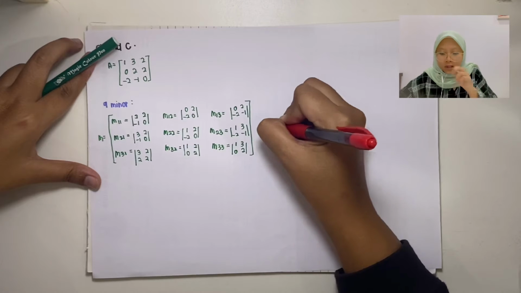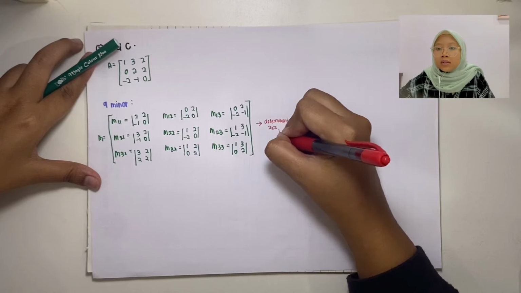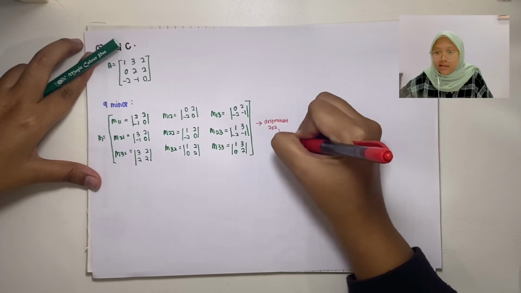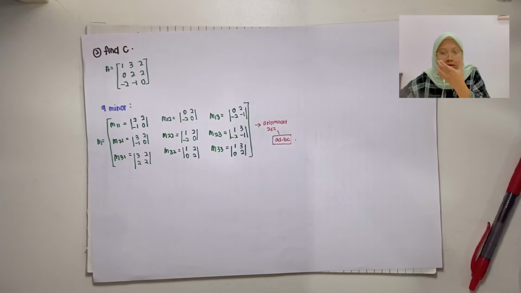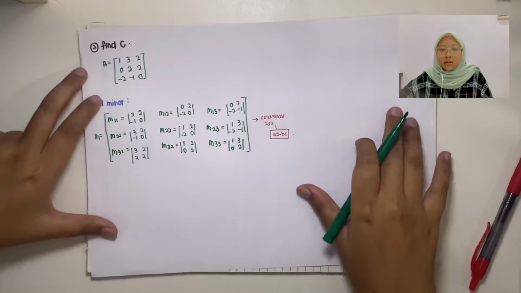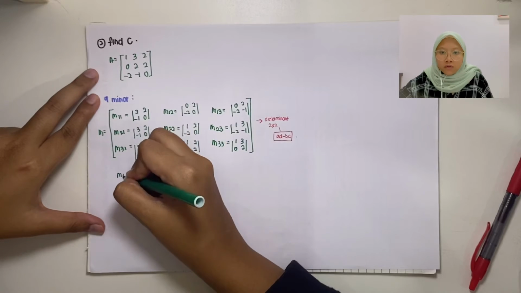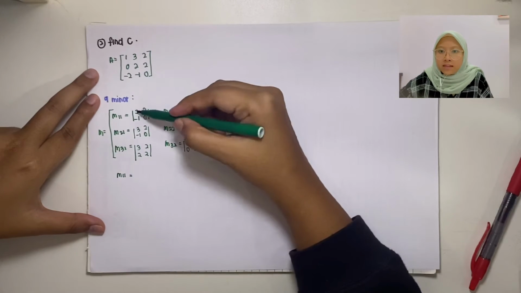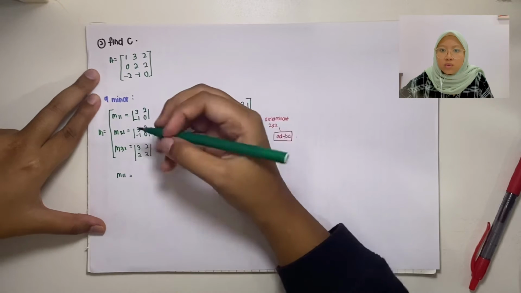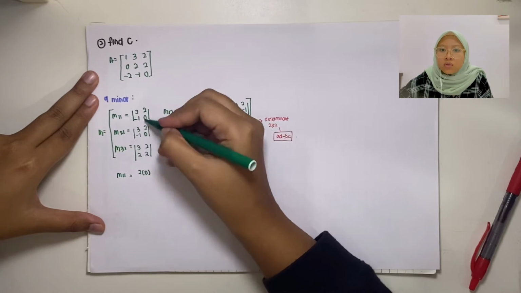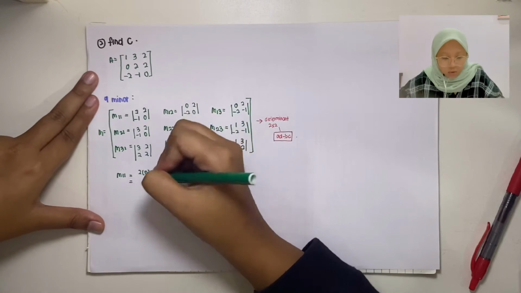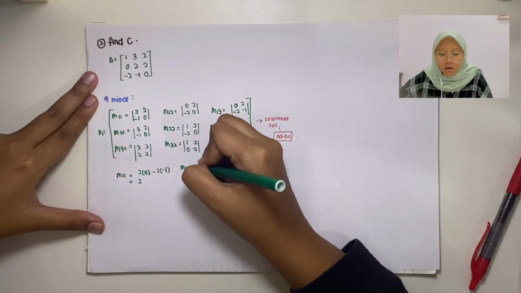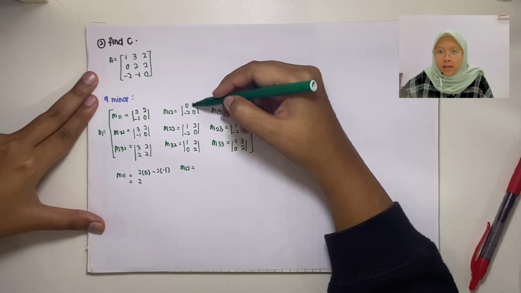Determinant 2 by 2, which is AD minus BC. I hope you guys still remember. So for M11, AD minus BC, 2, 0 minus 2, 1, 2, negative 1, equal to 2. For M12, 0, 0 minus 2, negative 2.